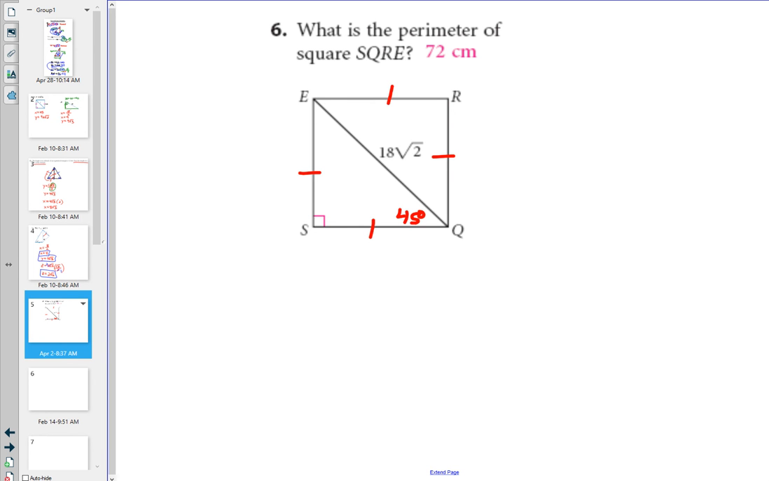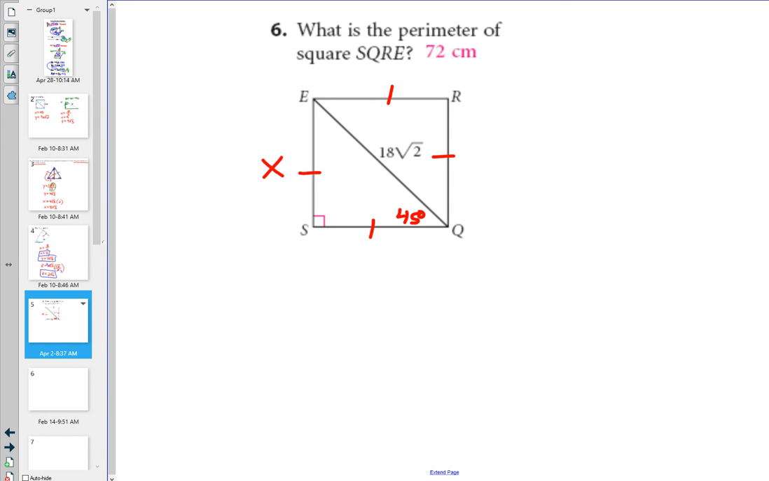Let's call this side X. I like it when they call it something for you first, but whatever. Once I find one side, I can just multiply times 4. That side is acting as a leg. How do I go from a hypotenuse to a leg on a 45, 45, 90?